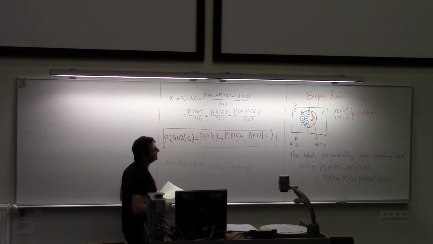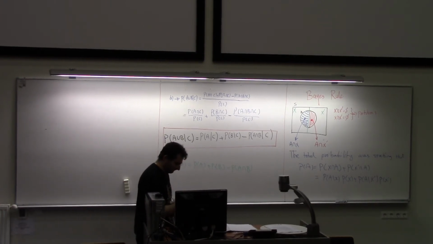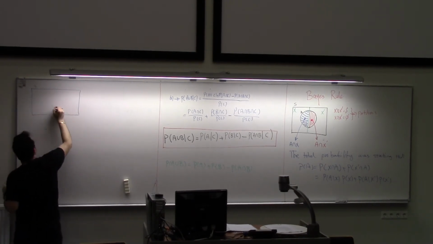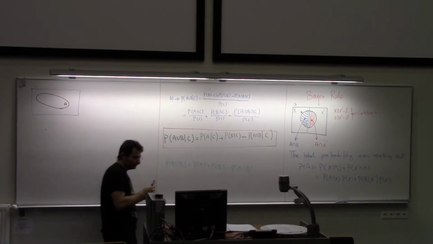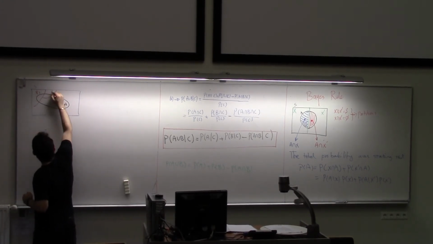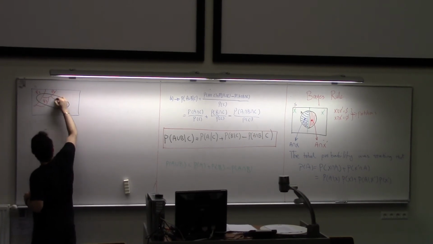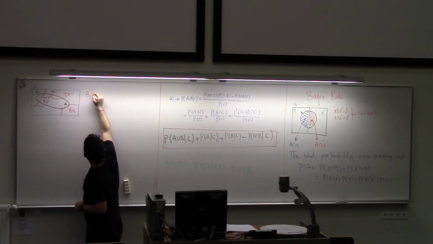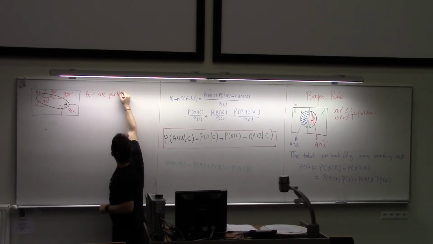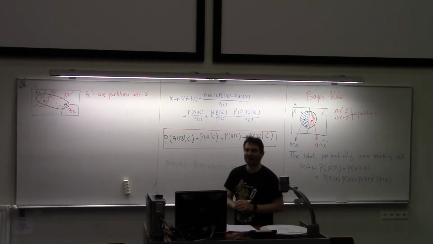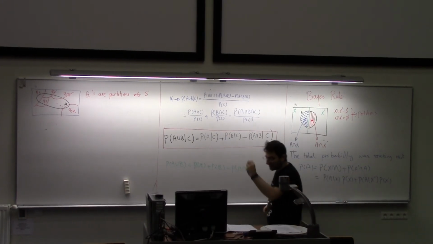So, this is when we have only two partitions, a very simple situation. Imagine this is A, and the Bi's are partitions of S. Here we had only 2, and now imagine that we have K partitions.